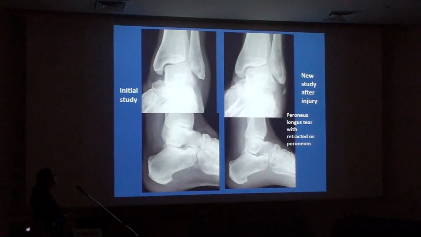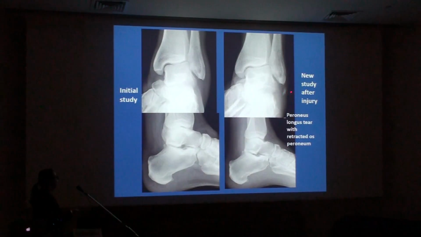So this is the same patient, initial study, and then a couple months later, you can see over here the os peroneum sitting in the cuboid groove, and later on you don't see the ossicle there, and it is displaced in the intramalleolar region.